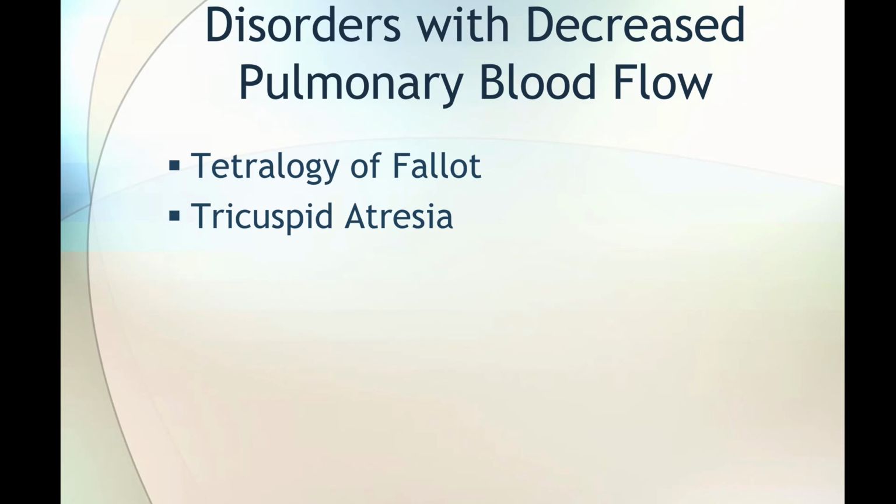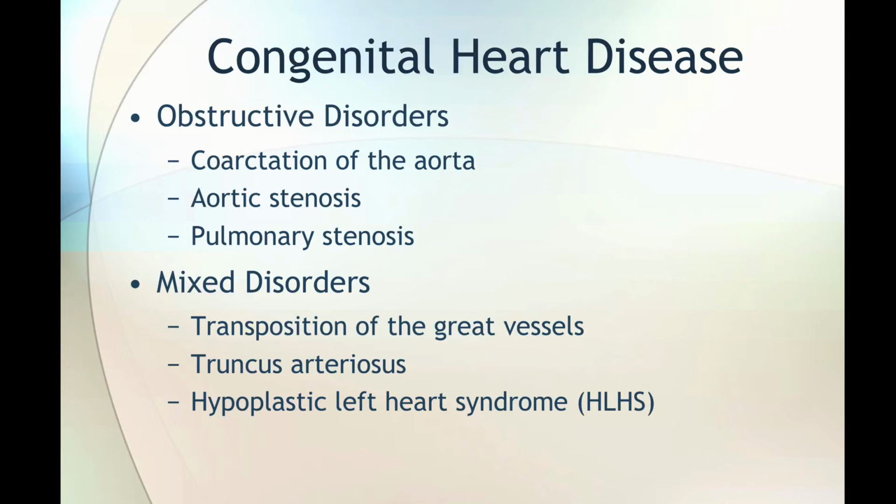Disorders with decreased pulmonary blood flow. So before we were talking about increased pulmonary blood flow, now we're talking about decreased pulmonary blood flow. Tetralogy of Fallot is a multitude of problems. There are four difficulties or problems within the heart. And then there's also tricuspid atresia. Those are the two most common that we're going to discuss.